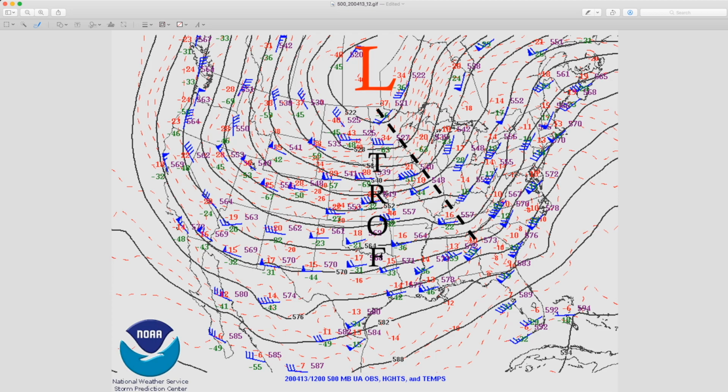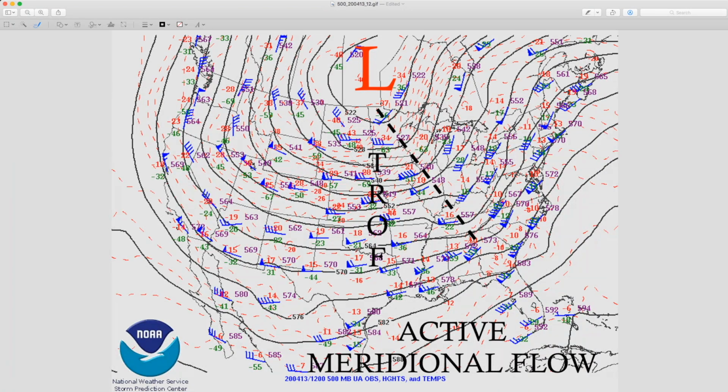And what's important about this map is you know that this is an active severe weather pattern. Okay? Active. Meridional flow. Now, this is the only thing you need to know about the 500 millibars, in my opinion. Now, the next thing we're going to talk about is the ridge. What's the ridge? What's the trough? We're going to go into that a little bit more detail because that's important for severe weather forecasting.